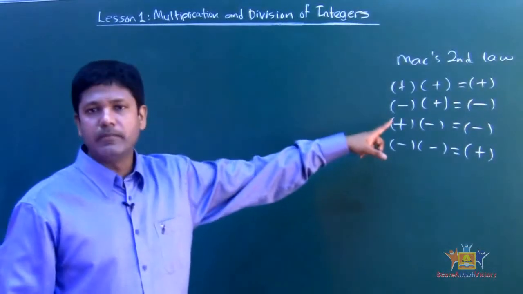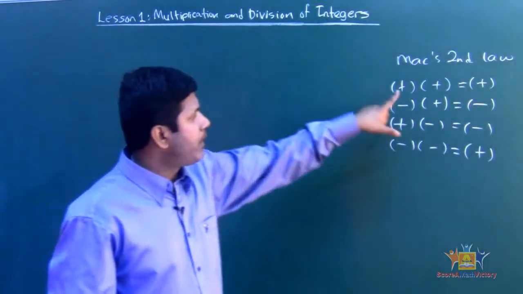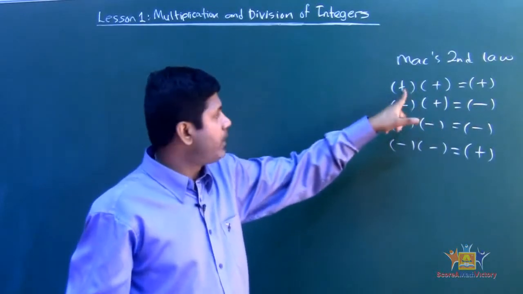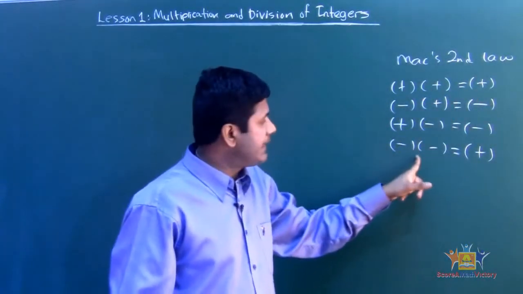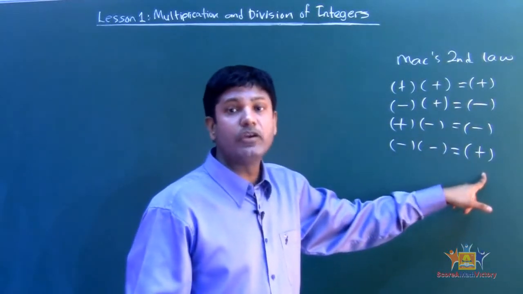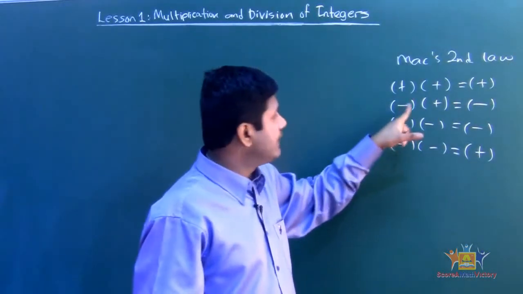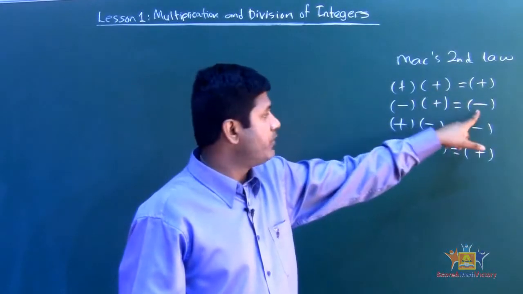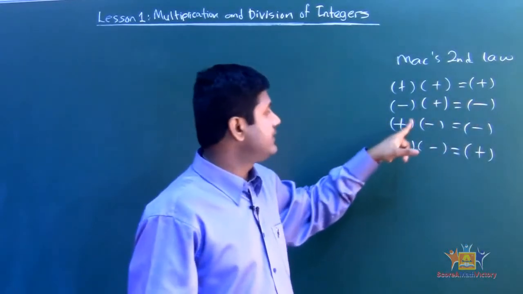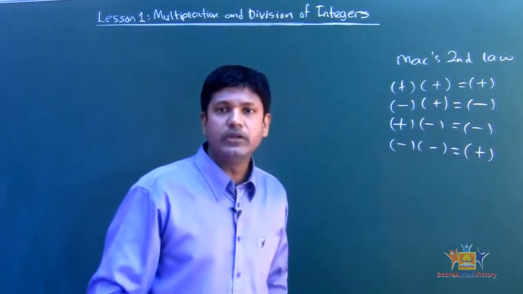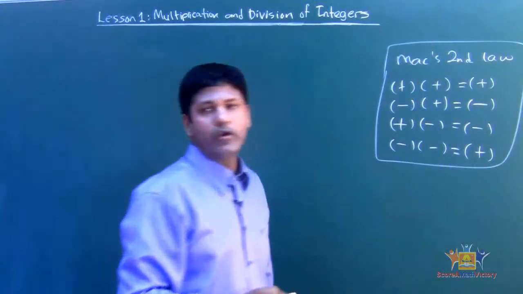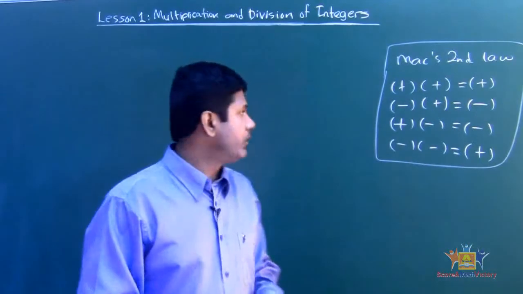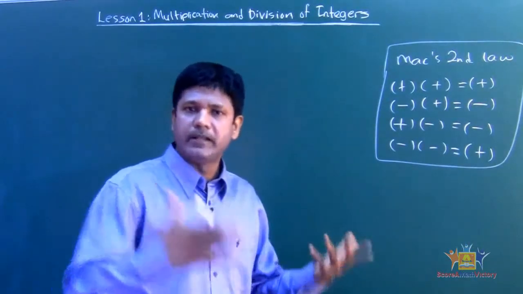I want you to remember this. Memorize this. Positive multiplied with positive will always give you positive. Negative multiplied with negative will always give you positive. Negative times positive will always give you negative, and positive times negative will always give you negative. I want you to know this, because we're going to use this over and over again in this lesson. Okay, so now let's talk about multiplication.